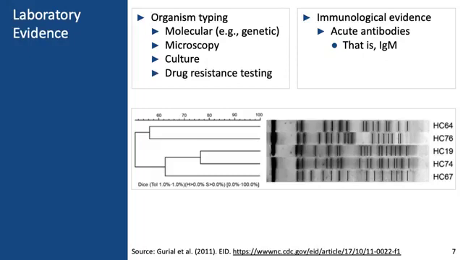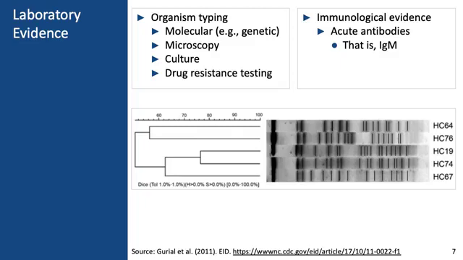A final piece of evidence in identifying the cause that's becoming more and more important as time goes on is laboratory evidence. This can be of two types. One is based on the organism, so organism typing that can be molecular, that is genetic, microscopy, that is going and actually looking at the pathogen on a slide, culture, so attempting to grow the pathogen on some media, and drug resistance testing for outbreaks of diseases that may be drug resistant. For instance, on the bottom, we see an example where we have a gel that has a gray pattern with dark lines on it, and these dark lines indicate the genetic structure of the pathogen and allow us to characterize this particular pathogen and how they relate to each other.